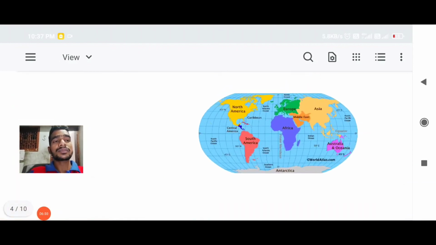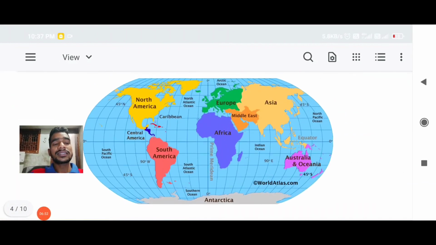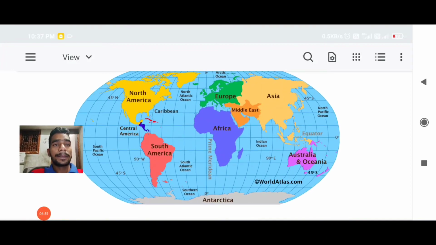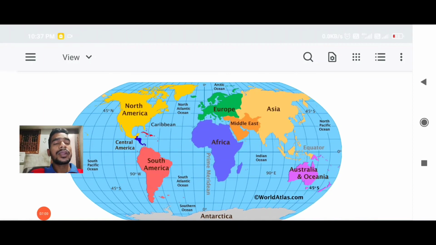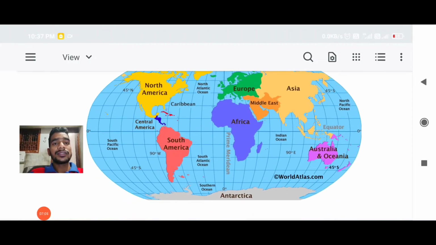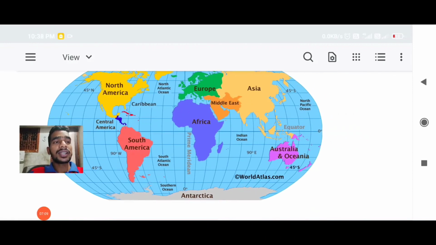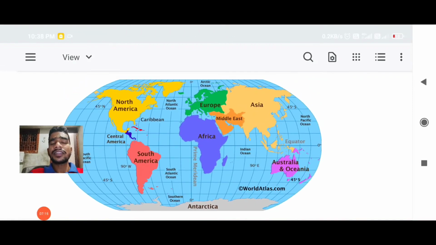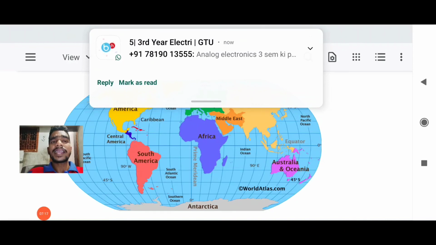We'll show you this map again. You can see this is the Antarctica region at the bottom. It is the coldest place. In the uppermost region there is the Arctic Ocean. On the left side there is the South Pacific Ocean, and on the right hand side it is the North Pacific Ocean. So that's it for this video lecture. We'll meet in the second part of this lecture.